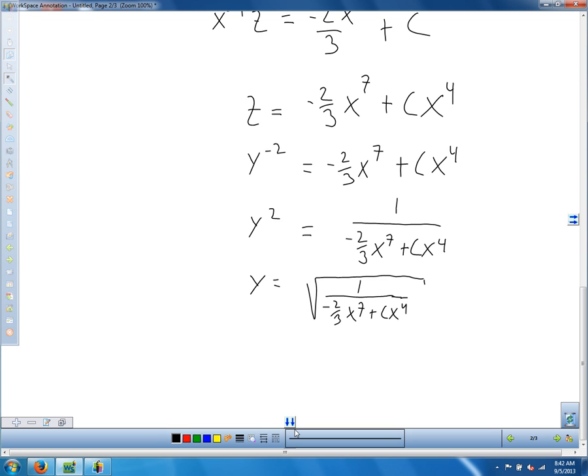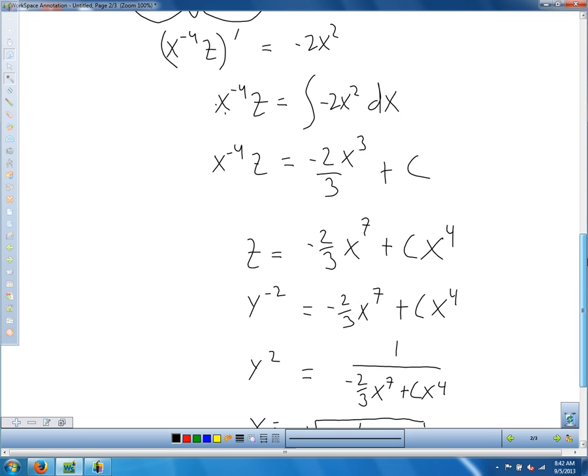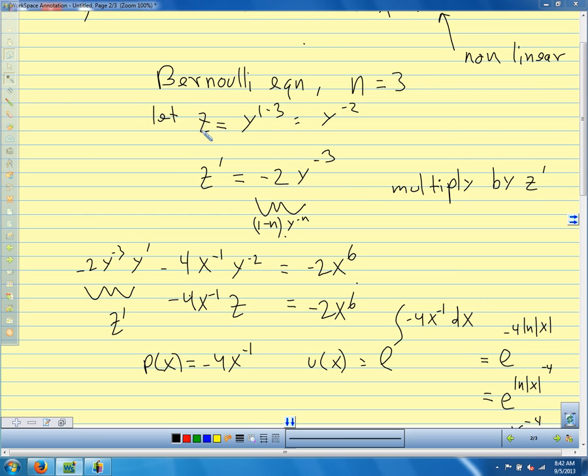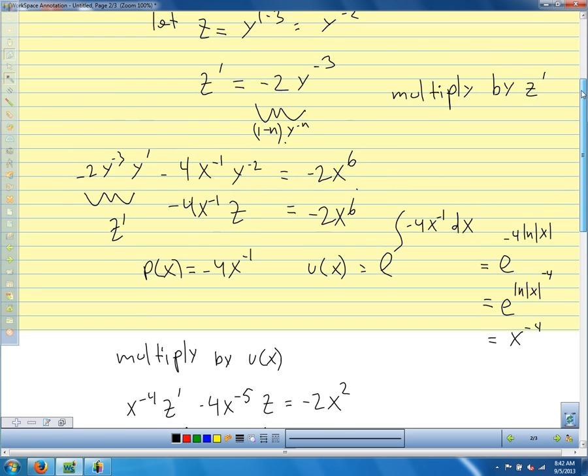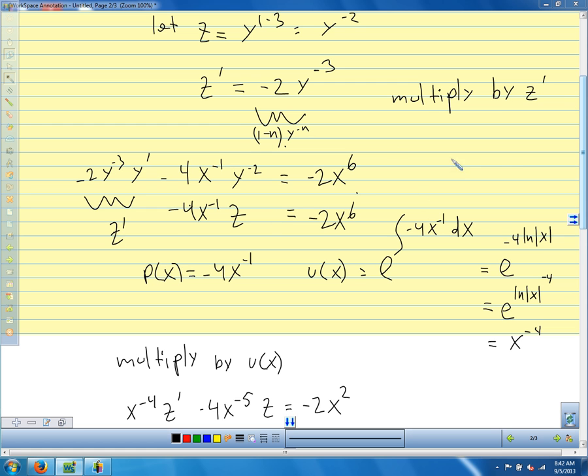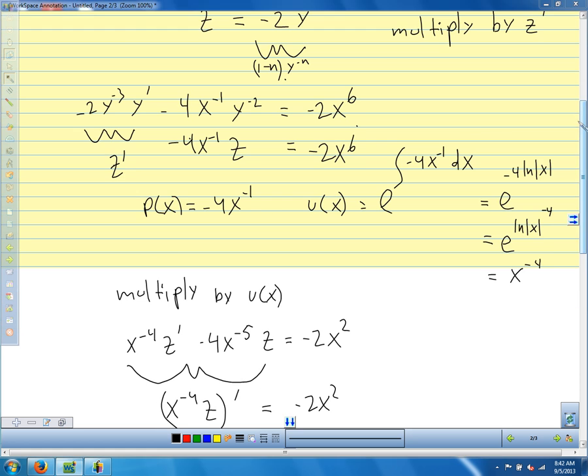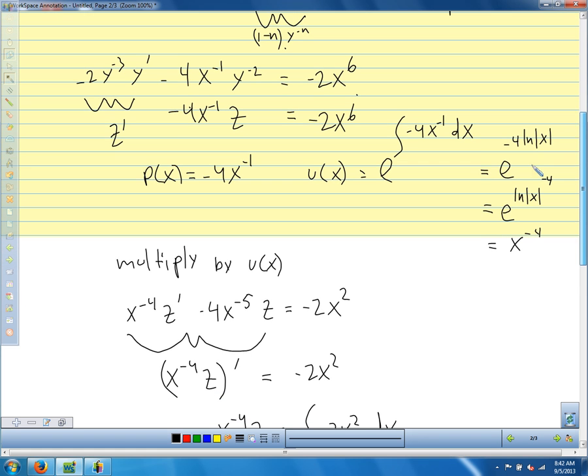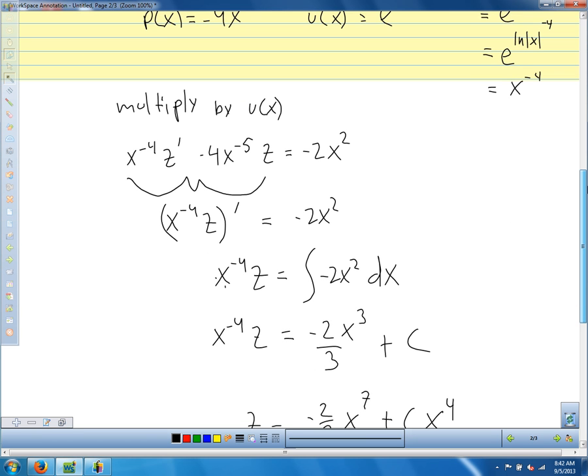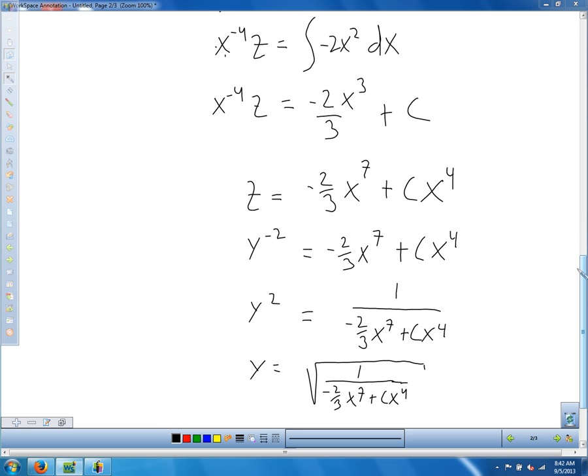So, questions on the procedure, the process? We're using the exact same process that we did before. We just have a few additional intermediate steps of making this substitution. Let z equal y to the 1 minus n. Find z prime and multiply by z prime. And then we transform our equation. Questions?